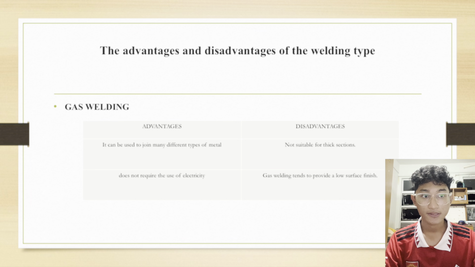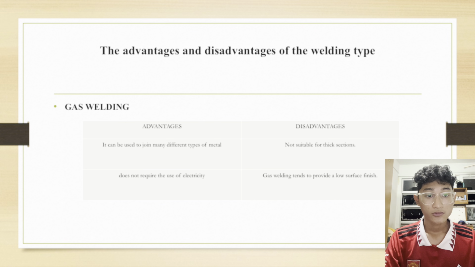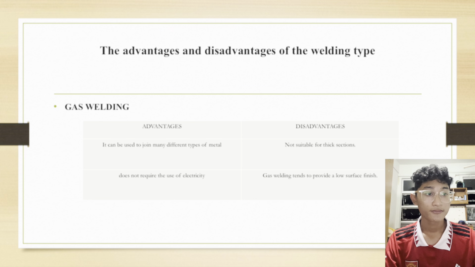Advantages and disadvantages of the welding types. Gas welding. Advantage: it can be used to join many different types of metal. Disadvantage: not suitable for thick sections. Another advantage: it does not require the use of electricity. And disadvantage: gas welding tends to provide a low surface finish.